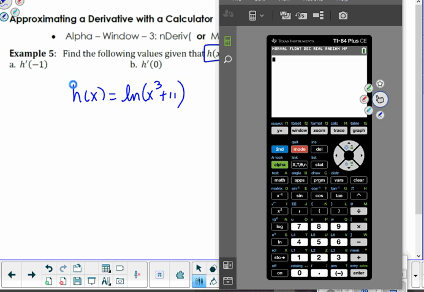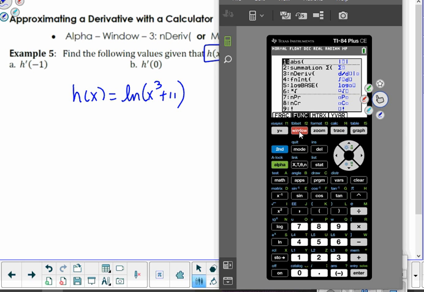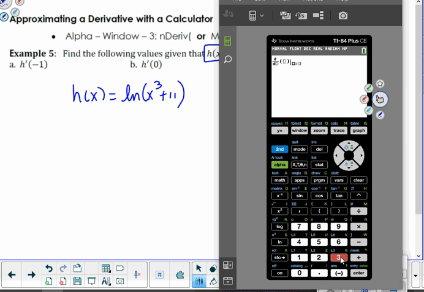Alpha, the green key, window, option number 3 says n derivative. So that gets you to there. Then you can key in dx. You can put your function right here, natural log of x raised to the 3rd, bounce over using your arrow key, and then plus 11. We want to evaluate this at -1. So we'll just put in -1, boom, we have our answer.